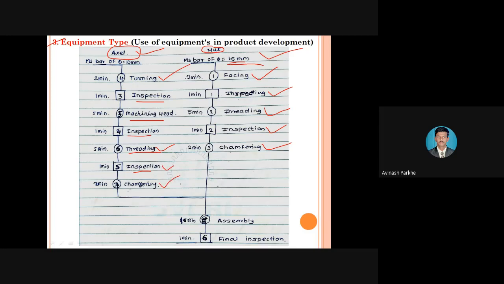That means while converting the raw material into the finished goods, whatever operations are performed by that particular equipment or machine, only those operations are represented by this equipment type flow process chart. In this chart, the movement of material from one location to another, or from one machine to another, is not represented.